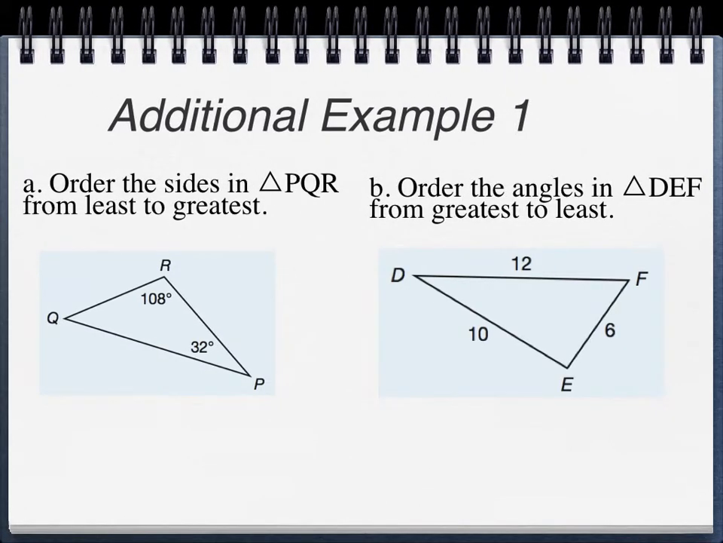Example 1a, let's find the measure of angle Q. And to order the sides from least to greatest, the smallest angle is across from the shortest side. Okay, watch the directions in the second problem. This says order the angles from greatest to least, so the biggest angle is opposite the longest side.